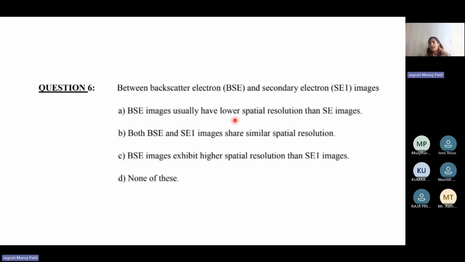Between backscattered electron and secondary electron images, what actually happens? Do backscattered electrons have lower spatial resolution than secondary electron images, or do both share similar resolution, or do the backscattered ones have higher resolution? You know where the secondary electrons come from. Do they come from the surface or from depth? And the backscattered electrons, do they come from the surface or from depth? If you know the answer to this, you know the answer to this question.